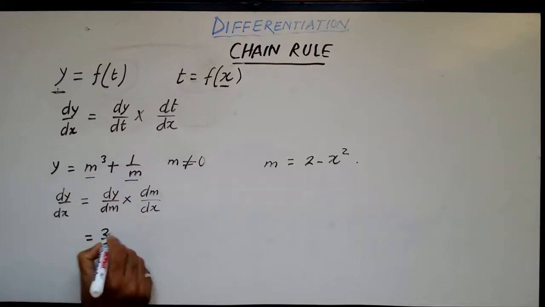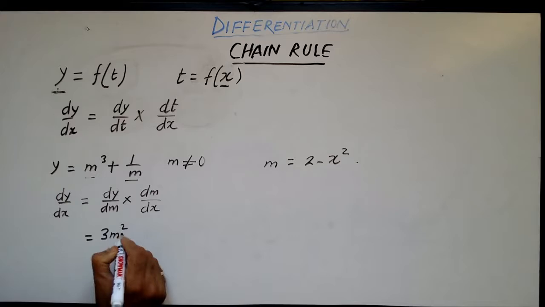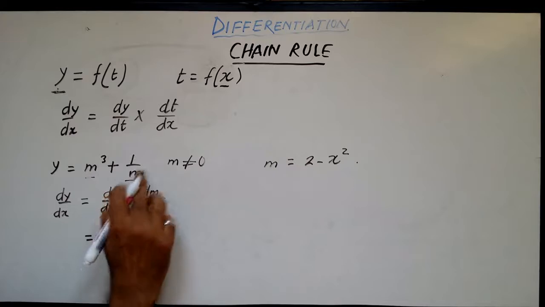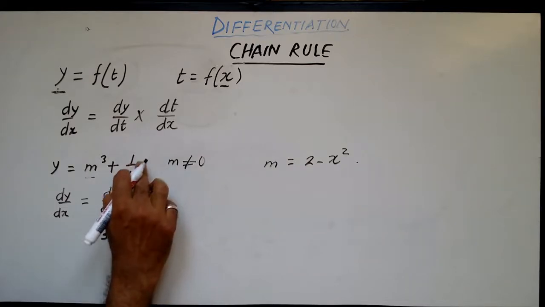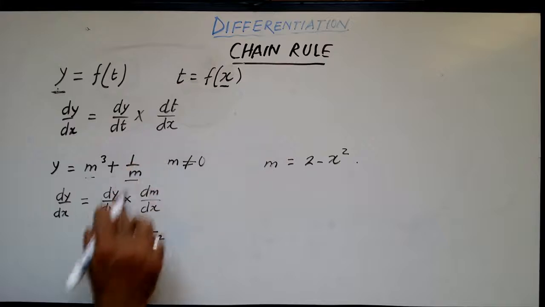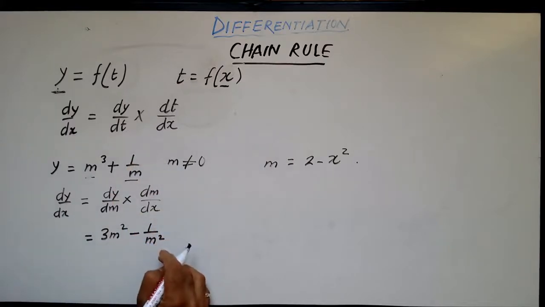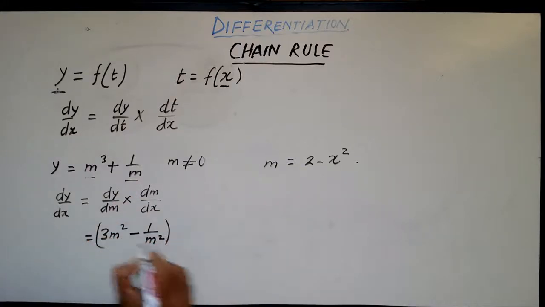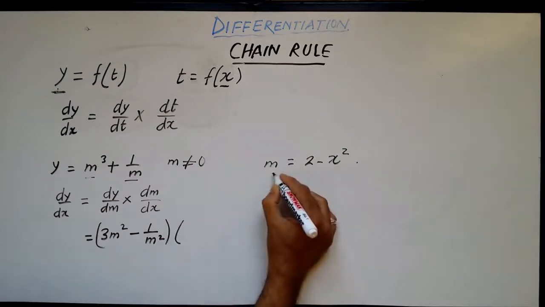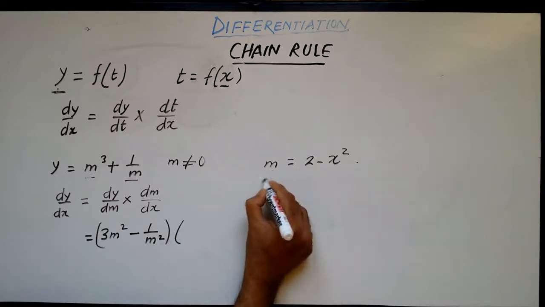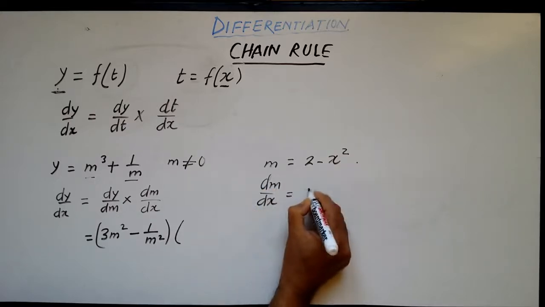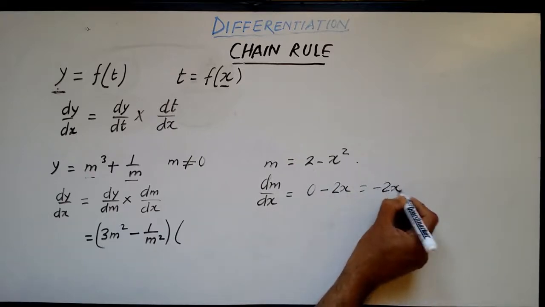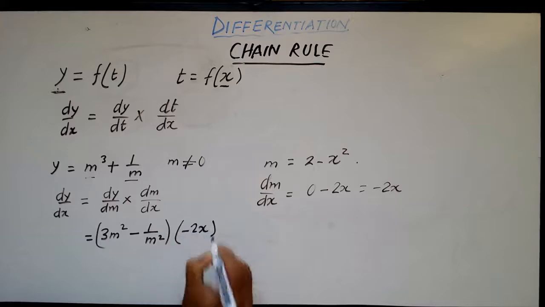That means it is 3m squared, 3 into m to the power 3 minus 1, that is 3m squared, minus 1 upon m squared. Because for the differential of 1 upon m, if you take m to the numerator, it will be m to the power minus 1. So the differential of that will be minus m to the power minus 2. So we have taken m squared to the denominator. And this is the first function. And the second function is the differential of m with respect to x. So what is dm by dx? dm by dx is equal to 0 minus 2x. That means the differential is minus 2x. So we are multiplying this by minus 2x.